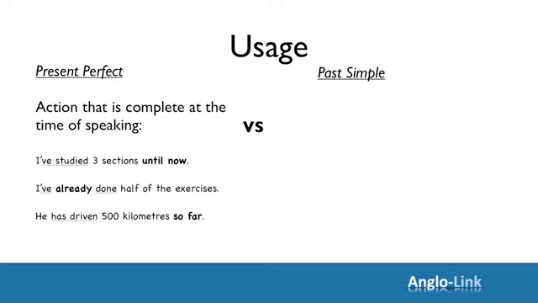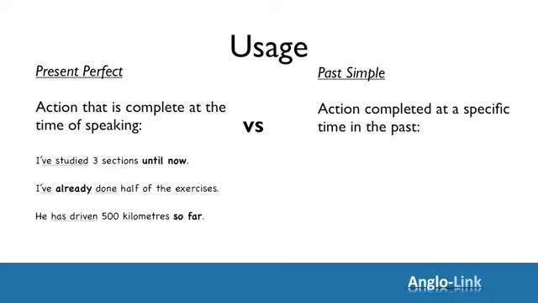Past simple is similar to present perfect in that it also refers to a completed action in the past. But this time, there is a clear reference to the specific time of the action in the past. Let's look at the examples.